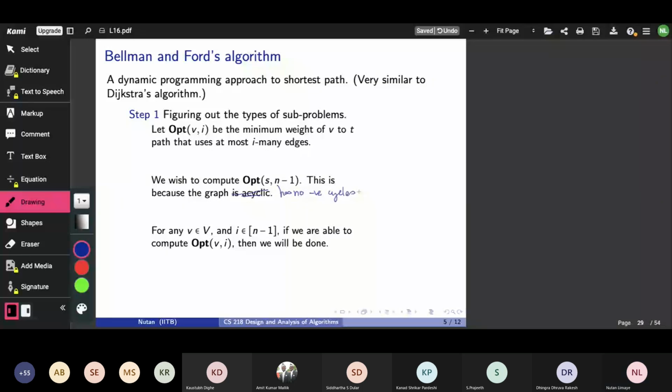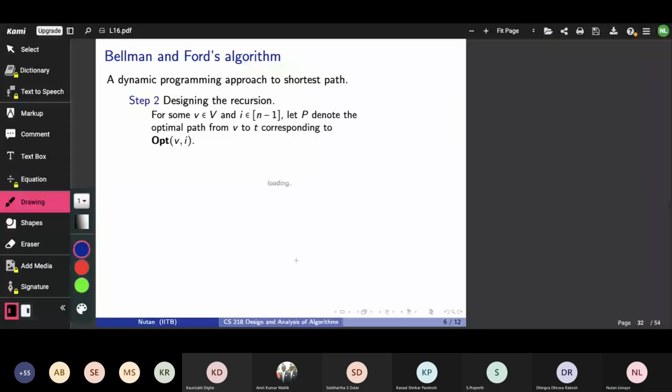Right. So now for a vertex v and i between 1 to n minus 1, if we are able to compute opt of v comma i, then I want to say that we'll be done, because finally we will get opt of s comma n minus 1 through that, which is basically the weight of the minimum at most n minus 1 edged path that goes from s to t. So suppose these are my subproblems, then how shall I define my recursion? Recursion is now very simple to define. It's very, very similar to what we did in that previous approach when we had assumed that the graph was acyclic. How do we do that?